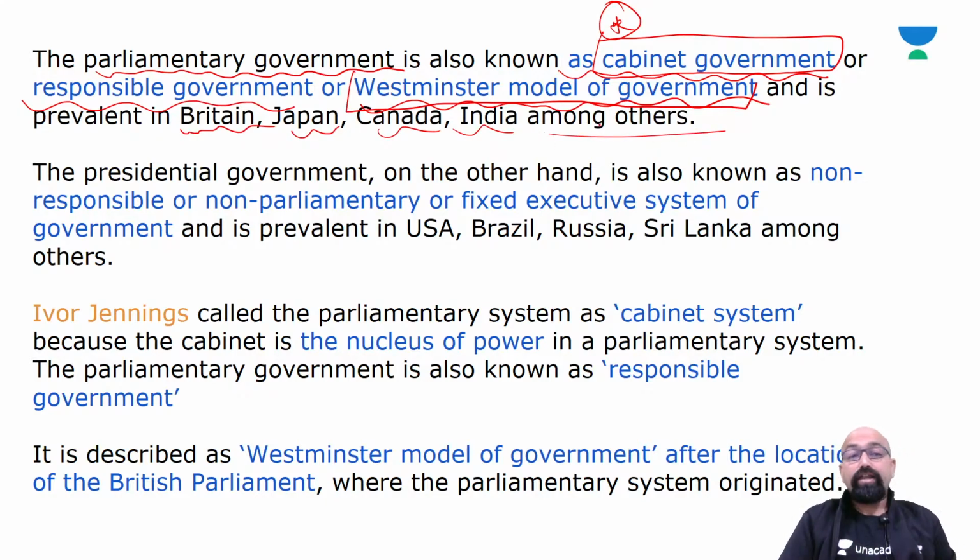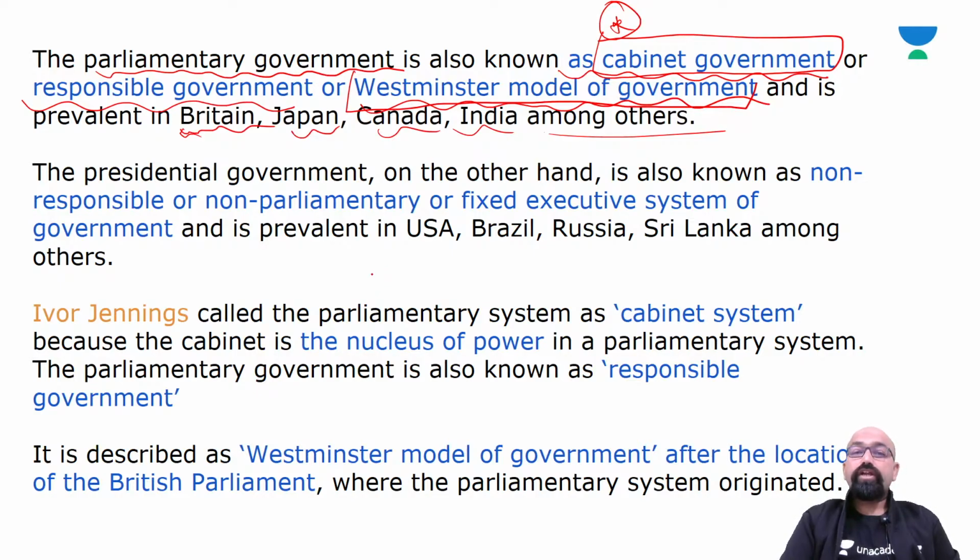So basically, the parliamentary government system, as per the conditions, is prevalent in Britain, Japan, Canada, India, and other states.